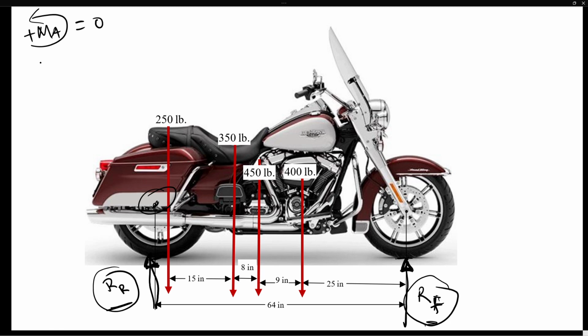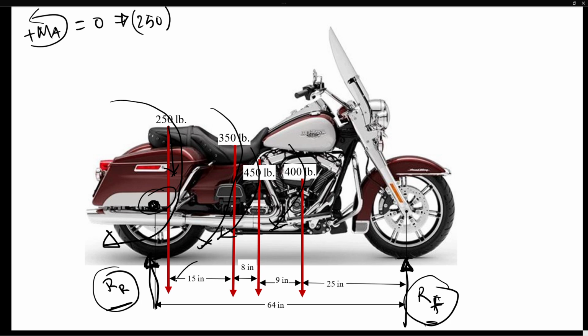So if we calculate that, you've got four different forces. This 250-pound passenger will do a clockwise moment. Since you're taking moments with respect to A, it's going to do a clockwise moment like this. All of these forces with respect to A will do a clockwise moment, so they are all negative. So we can write 250 pounds times the distance from the rear wheel. We are taking moments with respect to the rear wheel.